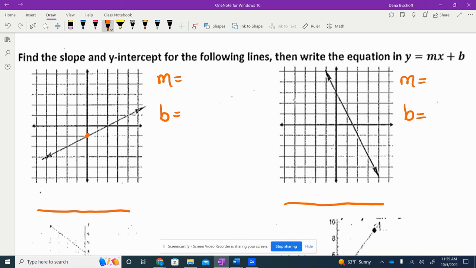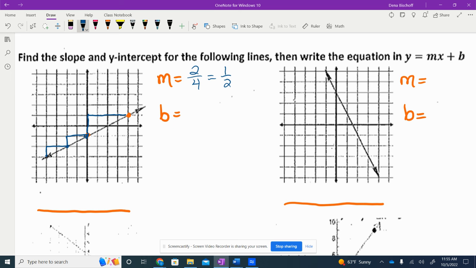I want to make sure that I pick 2 points that go exactly through a grid line. So I'm going to count how much I go up and how much I go over. It's 2 over 4, which reduces to 1 over 2. And that makes sense because I could have started here and gone up 1 over 2. There's a point. Up 1 over 2. There's a point. Do you guys see how that works?